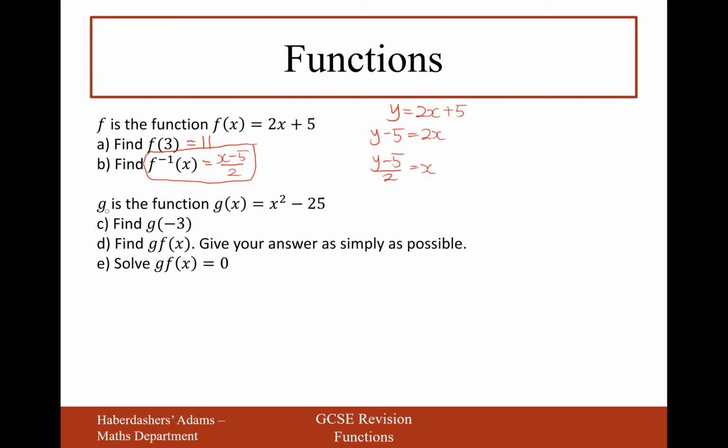Moving on to the next one, the g function is x squared minus 25. Find g of minus 3. So minus 3 squared we know is 9. 9 take away 25 is minus 16.